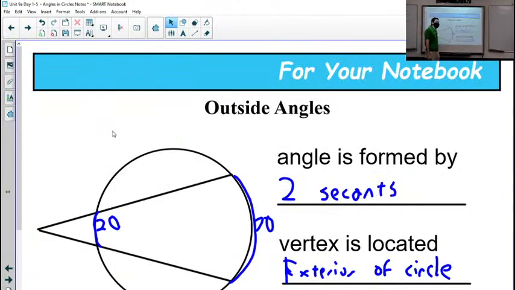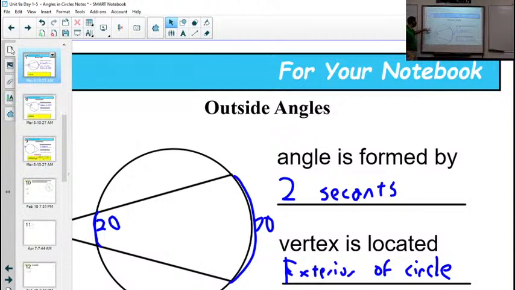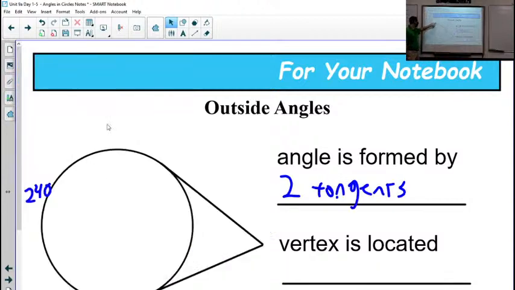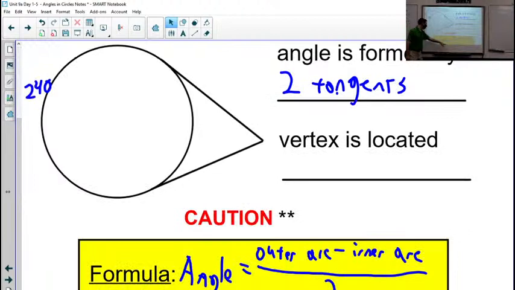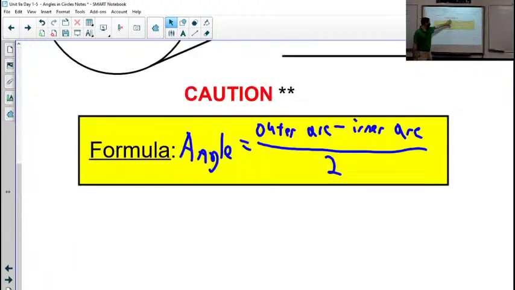Next, we have outside angles. This is our last box, and this can be drawn a few different ways. So you're going to see it drawn a few different ways, but our formula is going to be the same regardless of how it's drawn, as long as the vertex is outside of the circle. Our formula for the angle is to take the outer arc minus the inner arc and divide it by 2.